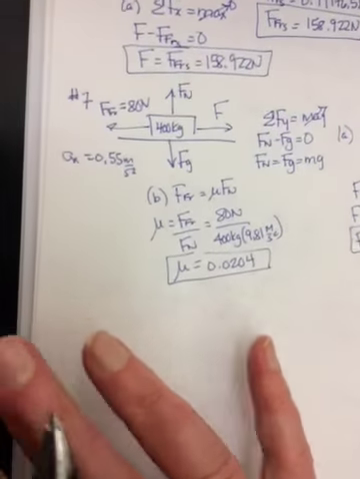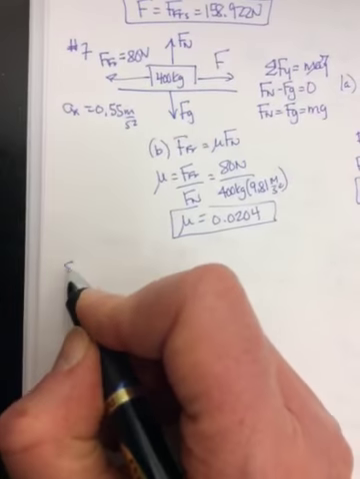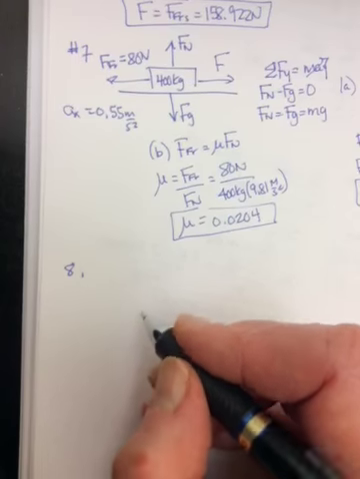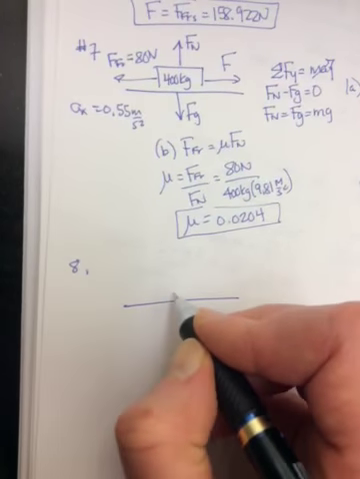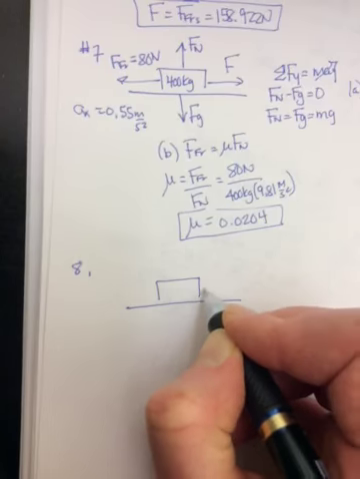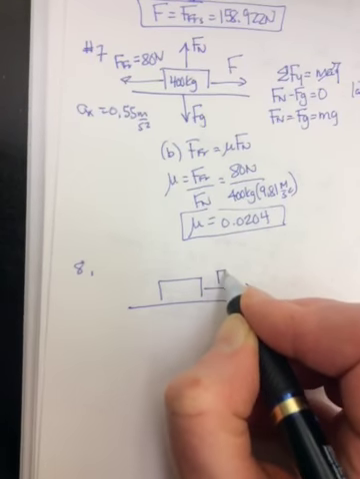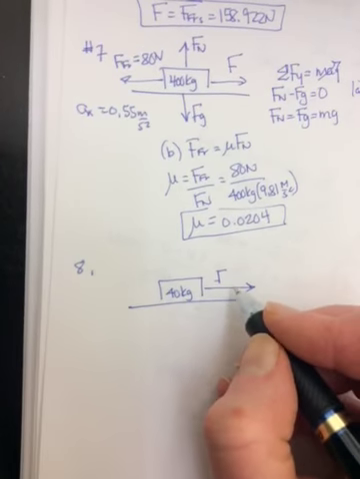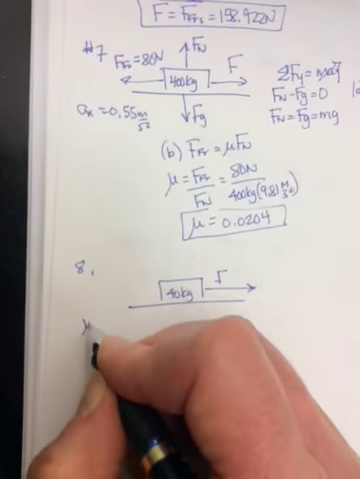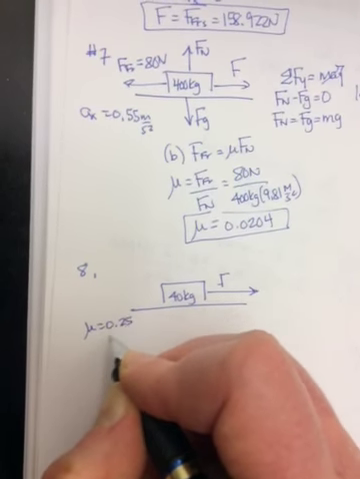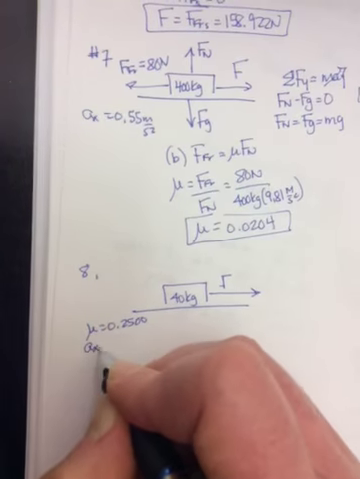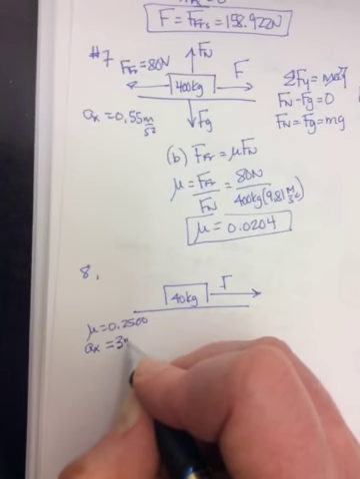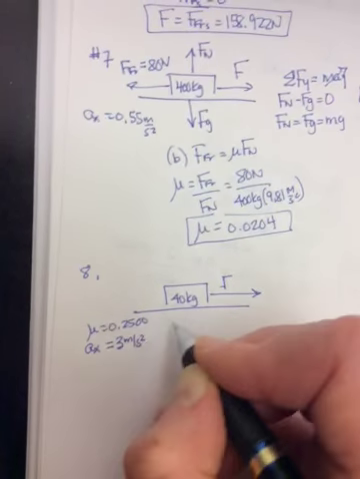Okay, that's number 7. Number 8. A 40 kilogram box is being pushed across a level floor by a force parallel to the floor. Okay, so not at an angle yet. It's 40 kilograms. If the coefficient of friction, mu, is 0.25 and the acceleration is 3, what is the force the box is being pushed with? So 3 meters per second.